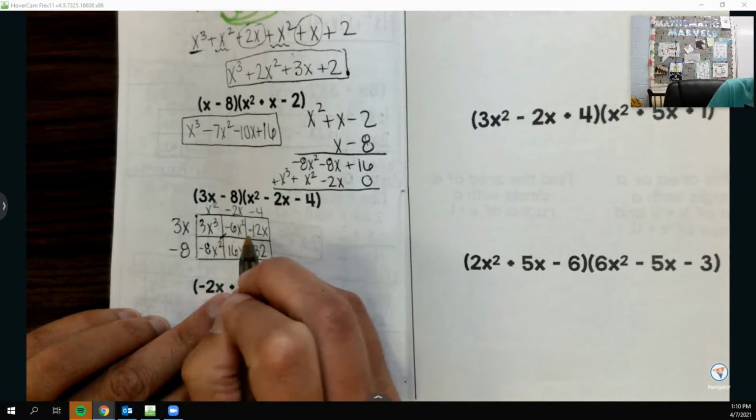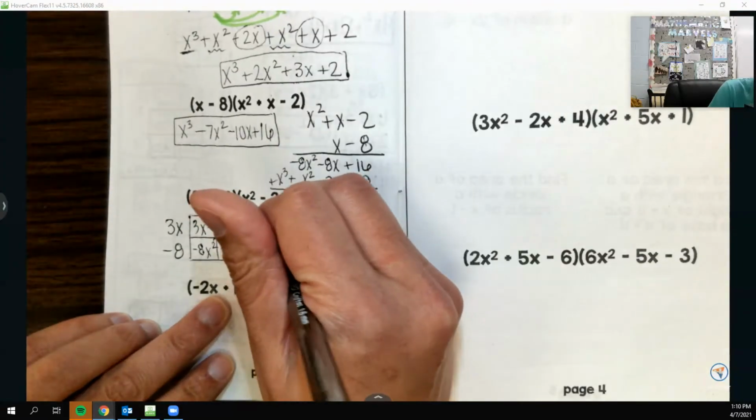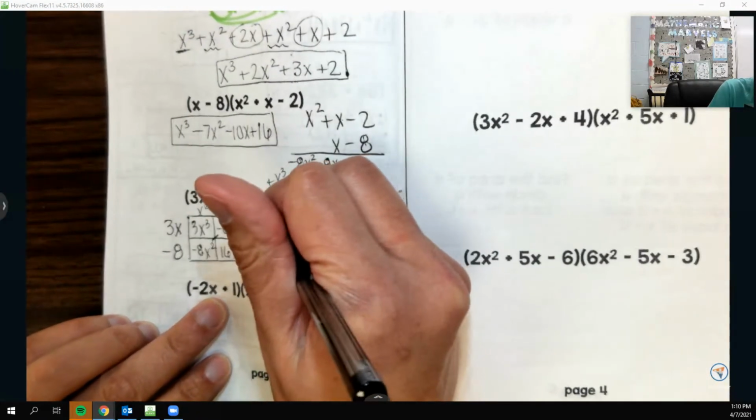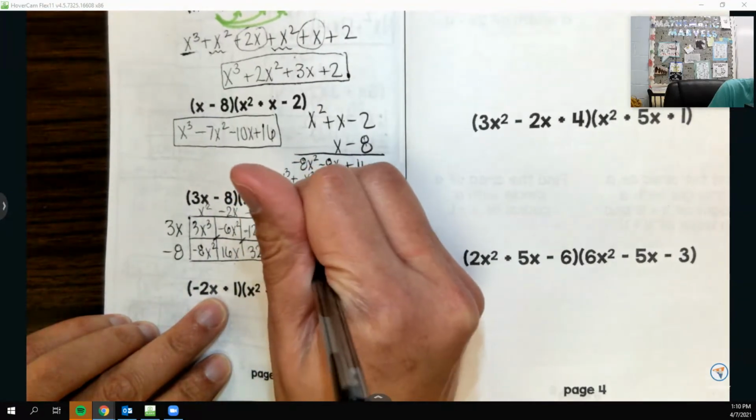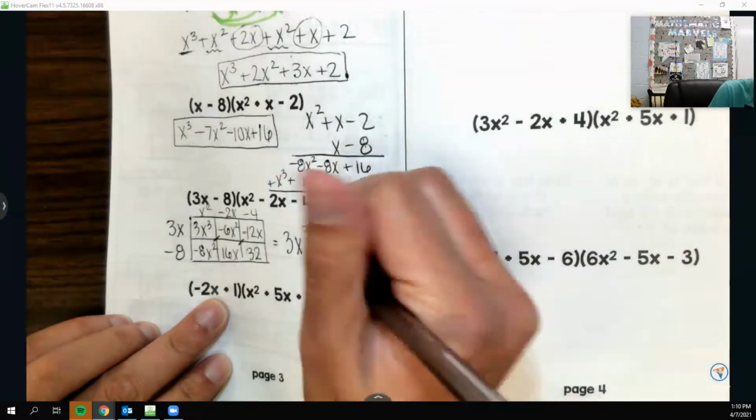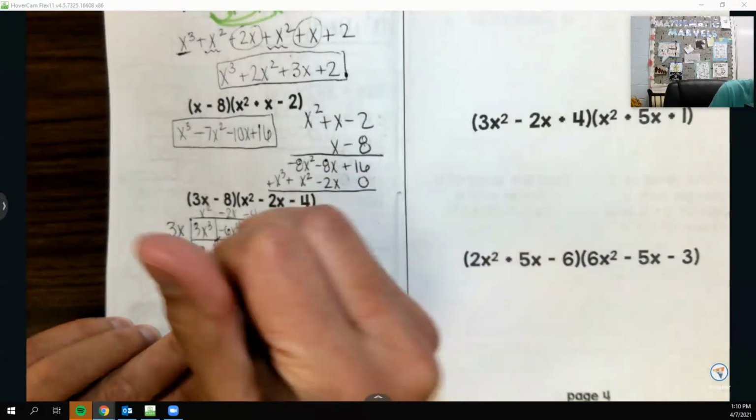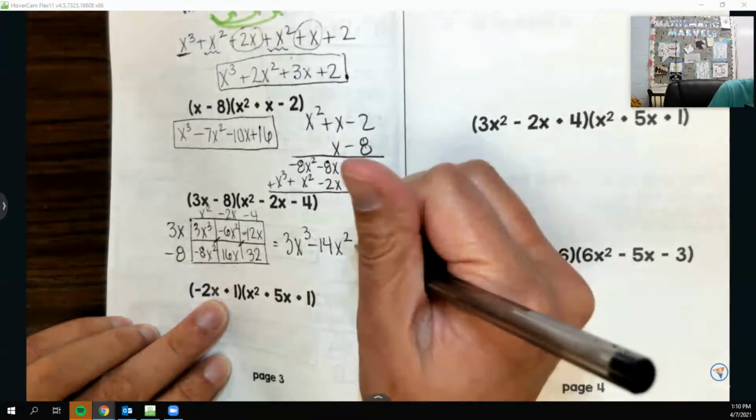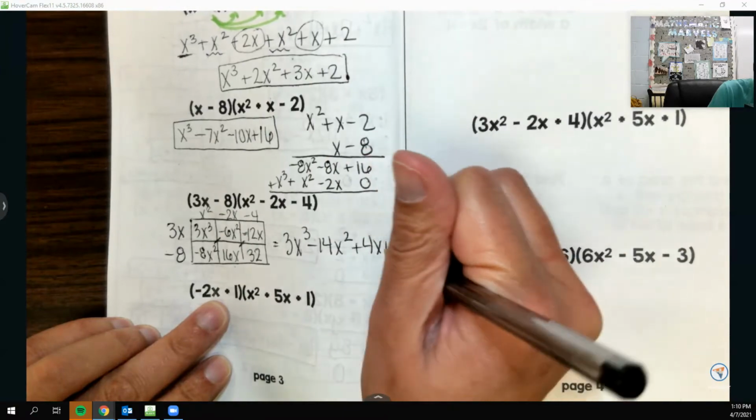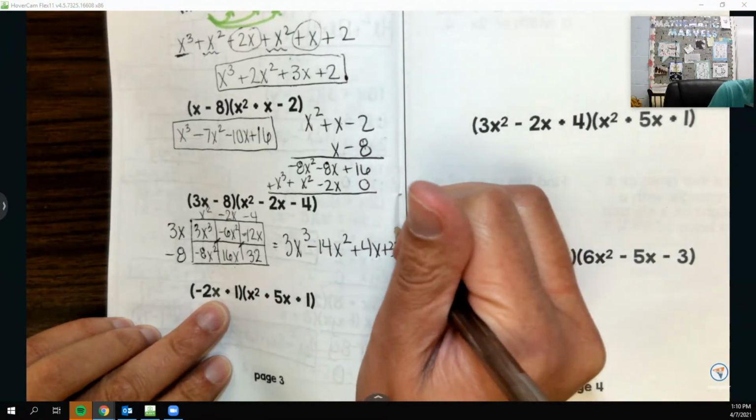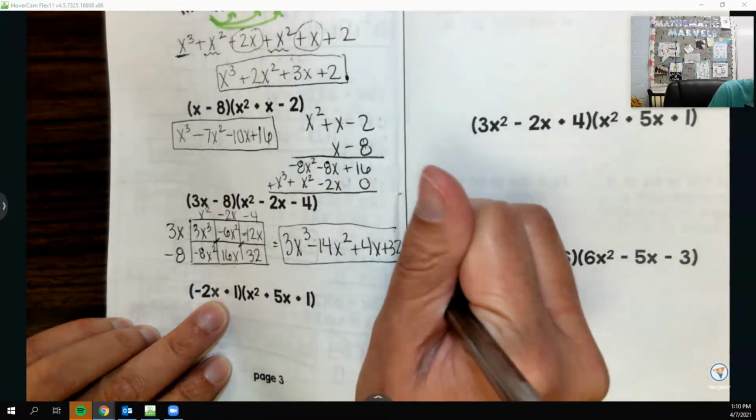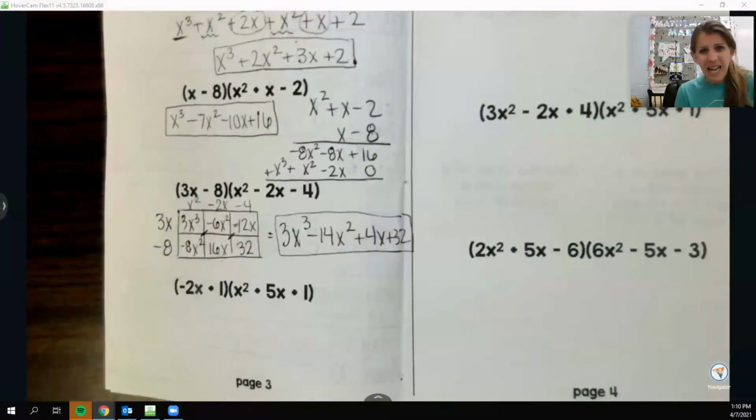Along your diagonals, you should have those like terms again, as long as there are no funky numbers or letters. So 3x to the third minus 14x squared. That's a -12, so 4x, and then plus 32. The last one I'll leave for you.